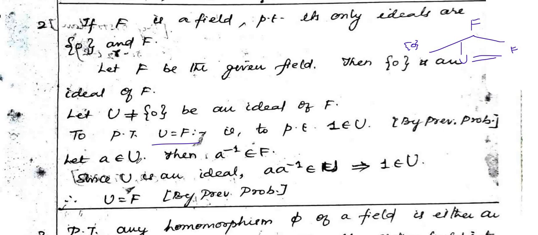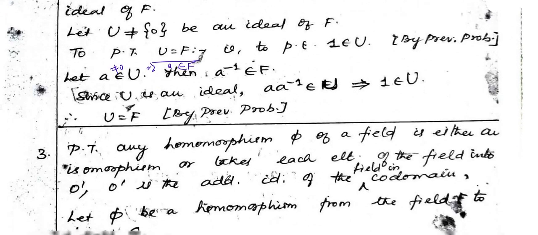Now, we will consider a belonging to U, a different from 0. Now, because a is in U, U being in F, a will be in F. Now, because F is a field, a inverse belongs to F. So, because U is an ideal, with this element from U and an element from F, r into u, that's the condition for an ideal, r into u should be present in U. So, you have a times a inverse belonging to U, but a times a inverse is 1. So, you have 1 belonging to U, and therefore, by the previous problem, U equals F.